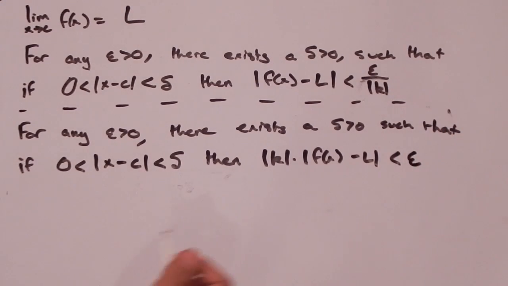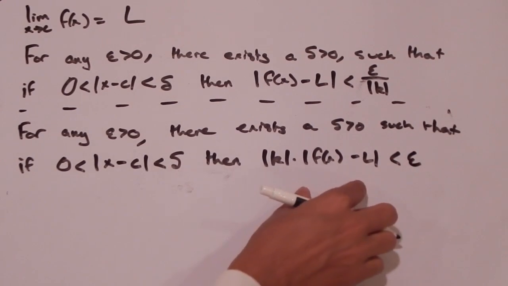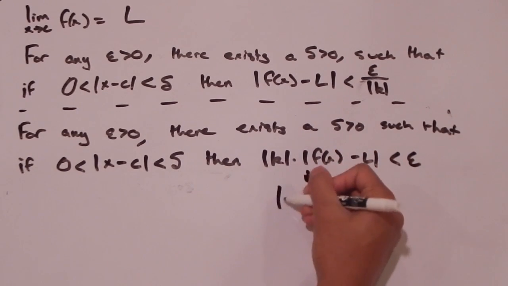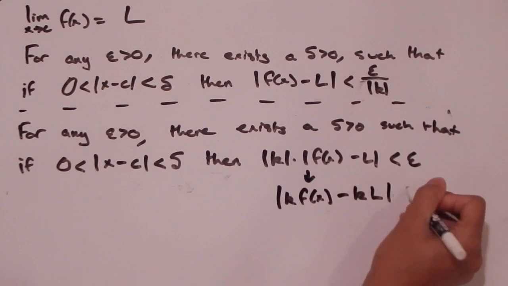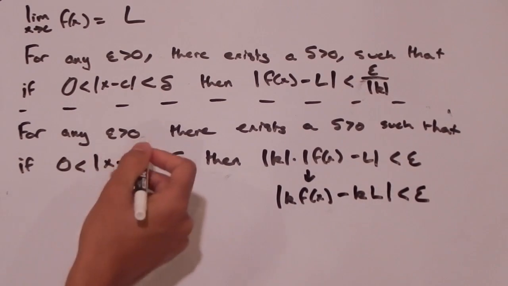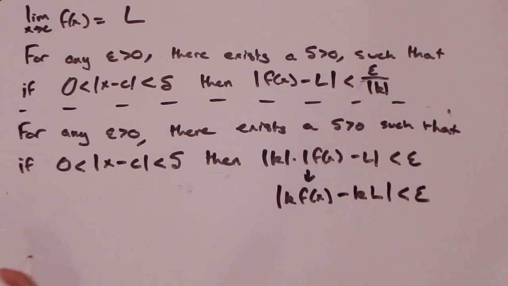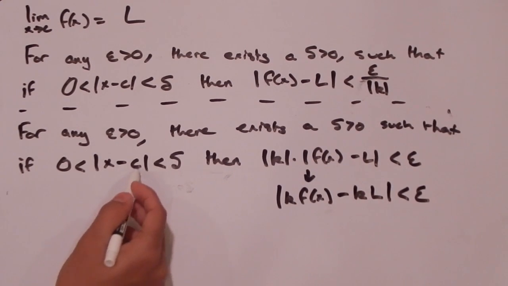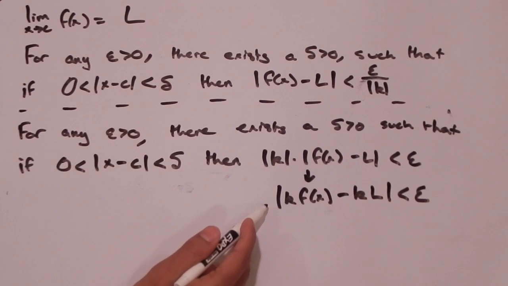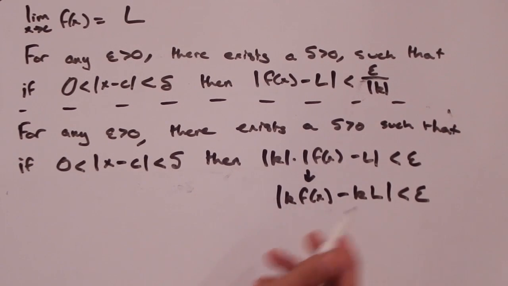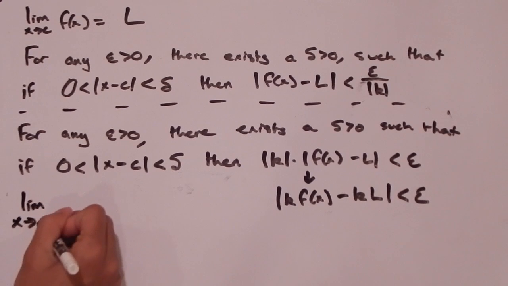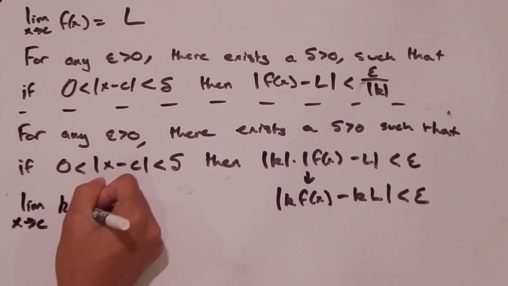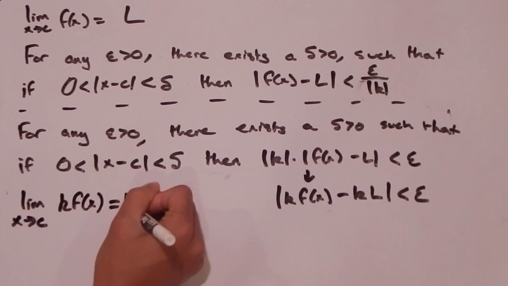And we know by the property of absolute values, when we multiply two absolute values together, we can rewrite this as k, we can just distribute it through, k f of x minus k L is going to be less than epsilon. So for any epsilon greater than 0, there exists a delta greater than 0 such that if 0 is less than the absolute value of x minus c is less than delta, then the absolute value of k times f of x minus k times L is going to be less than epsilon. And by the epsilon delta definition, that lets us know that the limit as x approaches c of k times f of x is equal to k times L.